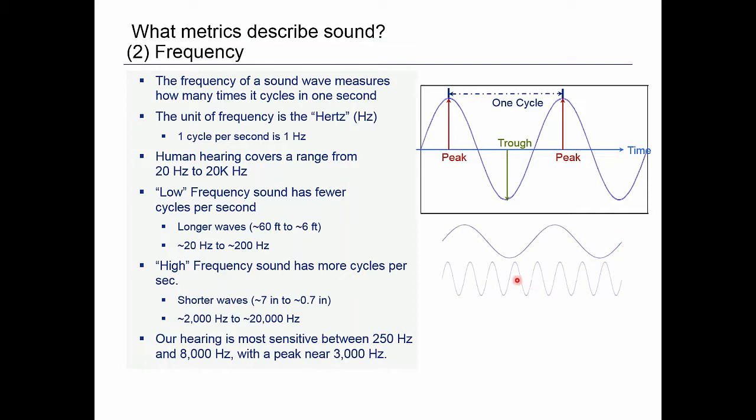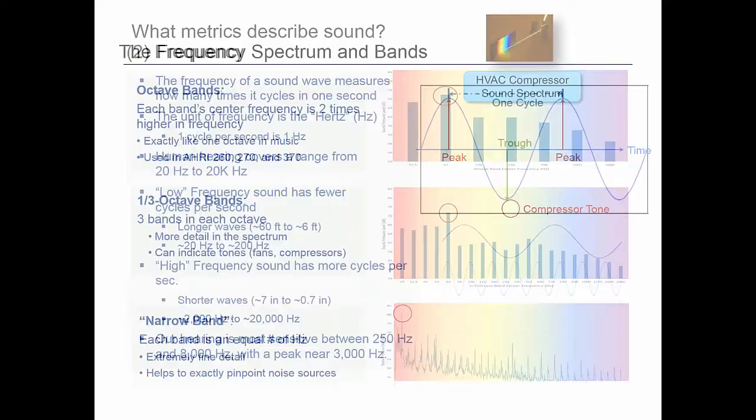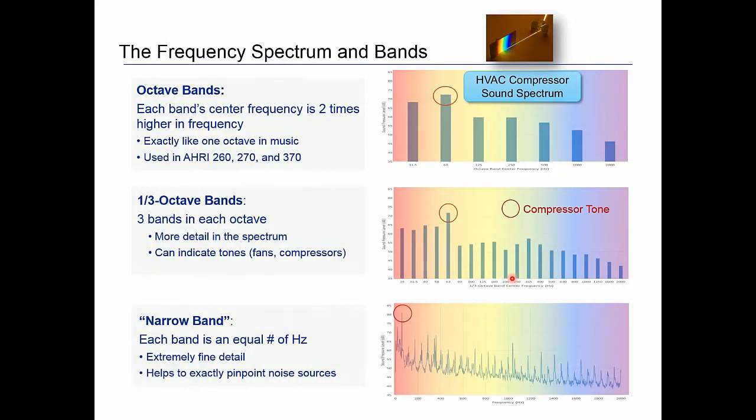High frequency sound has many more cycles per second, and so they're much shorter waves, and they go from about 7 inches at 2000 hertz down to about 0.7 inches, or just over maybe 1.5 centimeters at 20,000 hertz, so very small. Our hearing is actually most sensitive right in the middle of our vocal range, between 250 and 8,000 hertz, with a peak near 3,000 hertz. And we'll see that in effect as a filter later on.